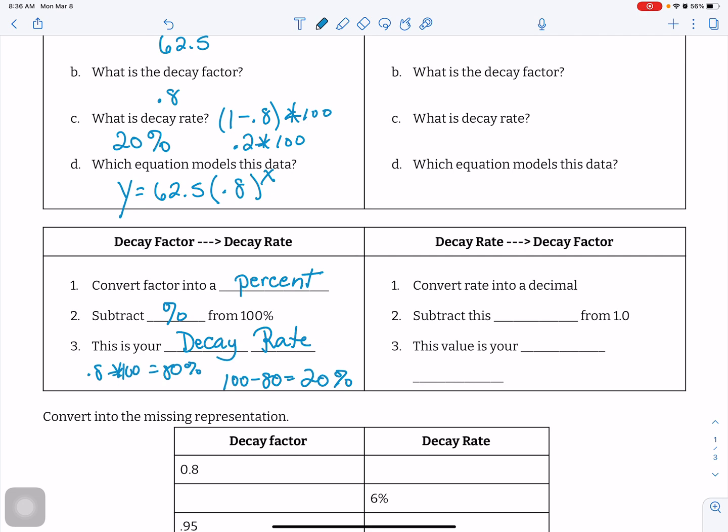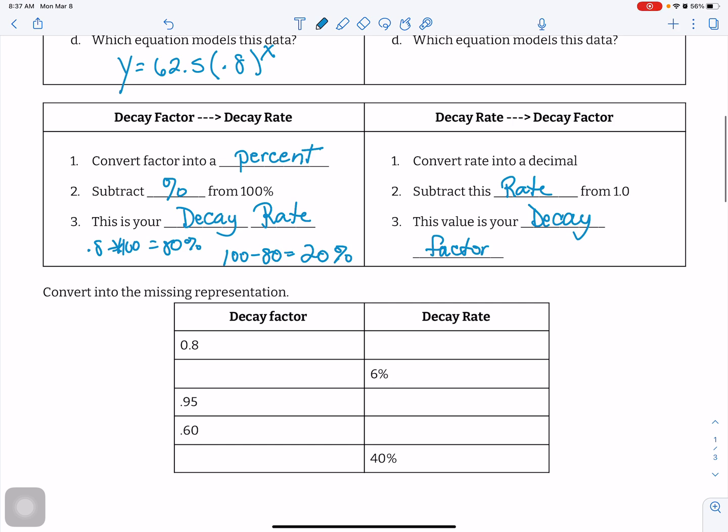If I give you a decay rate, so remember this is going to be a percent, the first thing we're going to do is put it into a decimal, and you're going to subtract this rate from 1 or 1.0, and this value is your decay factor. So we're going to practice that.